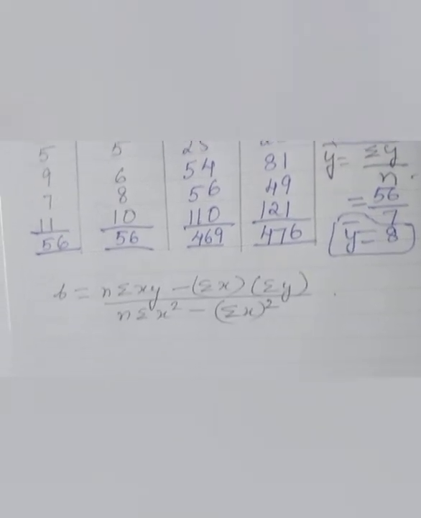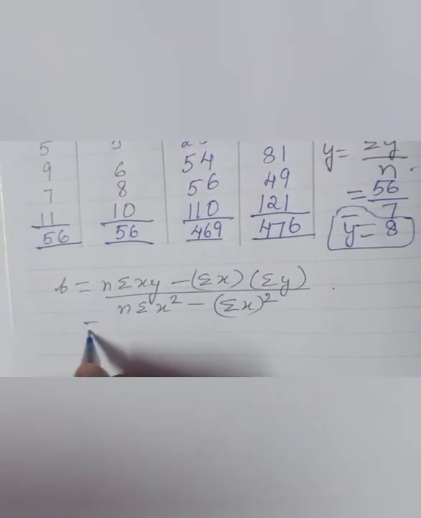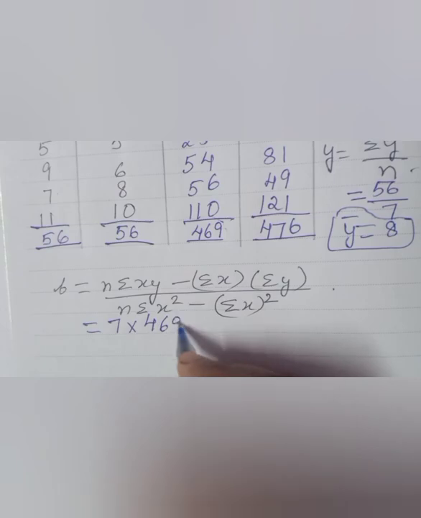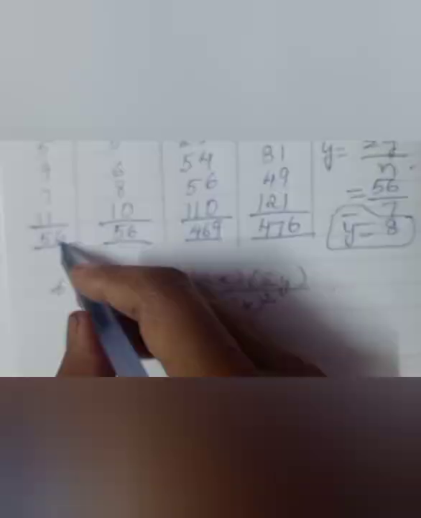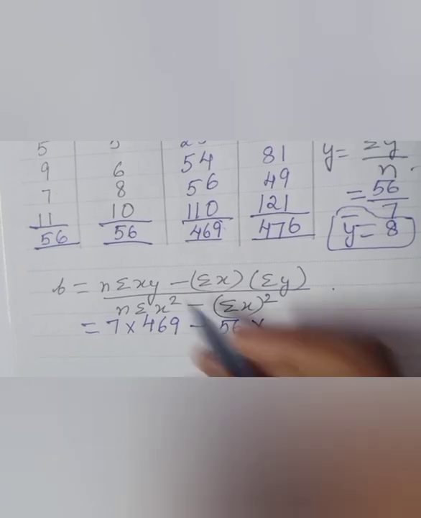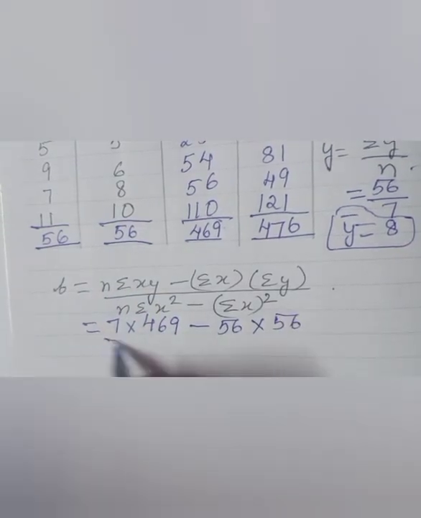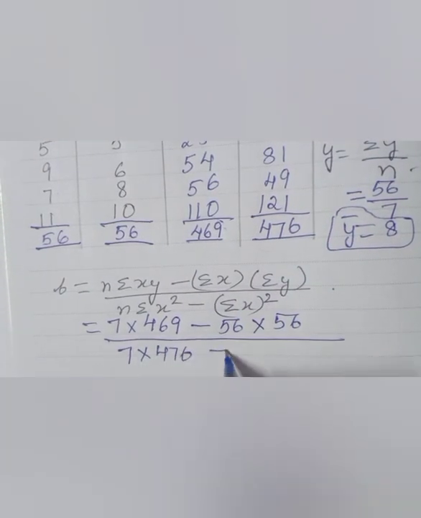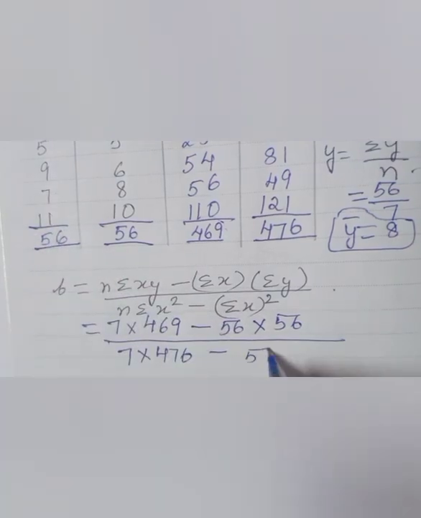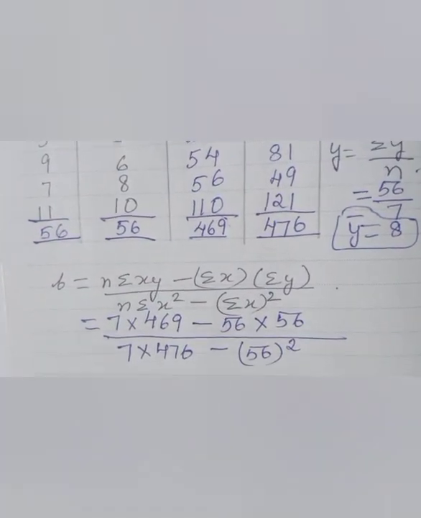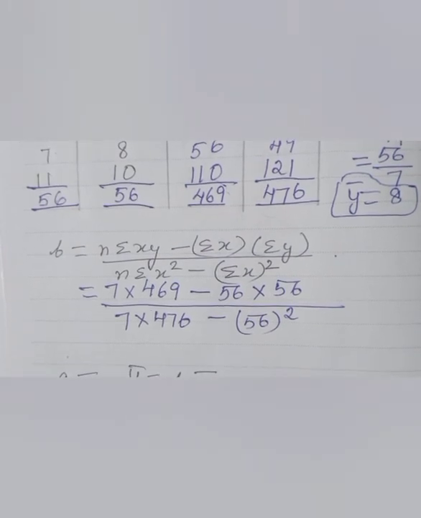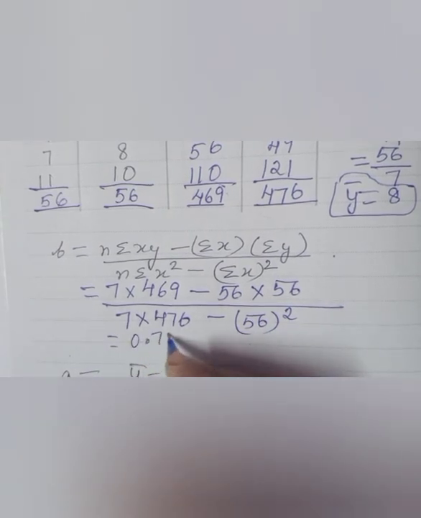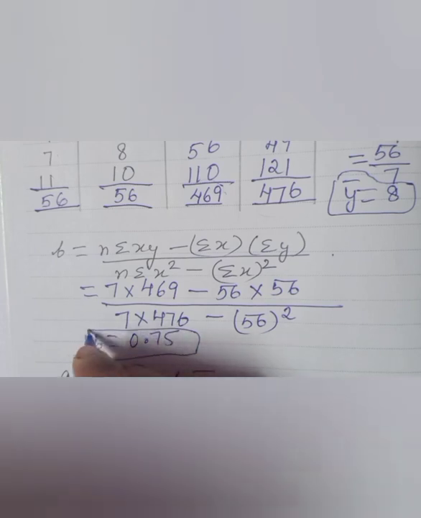Now what will be our next step? Find b. So what we will be doing, n is 7, xy total is 469 minus sigma x is 56 into sigma y is again 56, divided by n into sigma x square total is 476 minus sigma x, that is 56, the whole square. So in this way we will find b, and the answer which we will be getting for this will be 0.75. So this is the value of b.